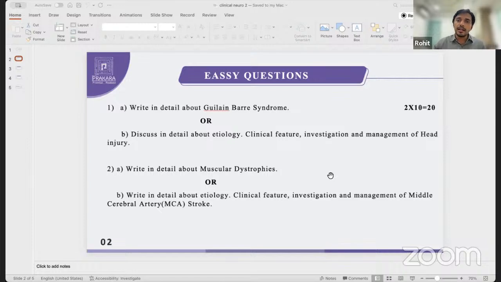Muscular dystrophies are inherited disorders with progressive muscle destruction. They may be associated with cardiac or respiratory involvement, and sometimes they can also have other non-myopathic features. These muscular dystrophies can be myotonic or non-myotonic. Myotonic muscular dystrophy is the most common form of muscular dystrophy, with a prevalence of about 12 in 1 lakh.